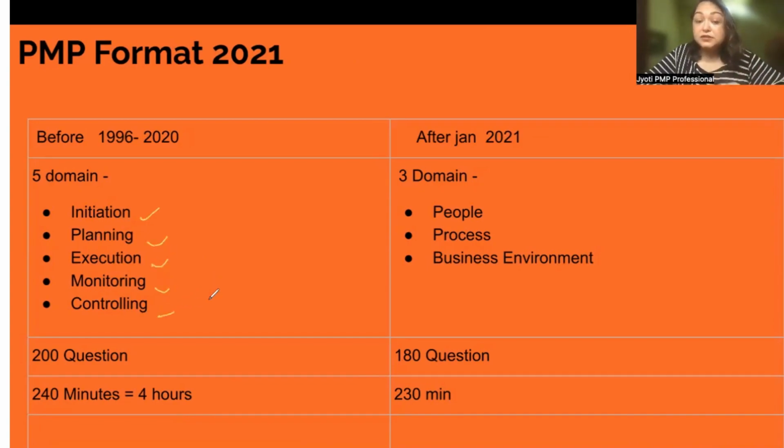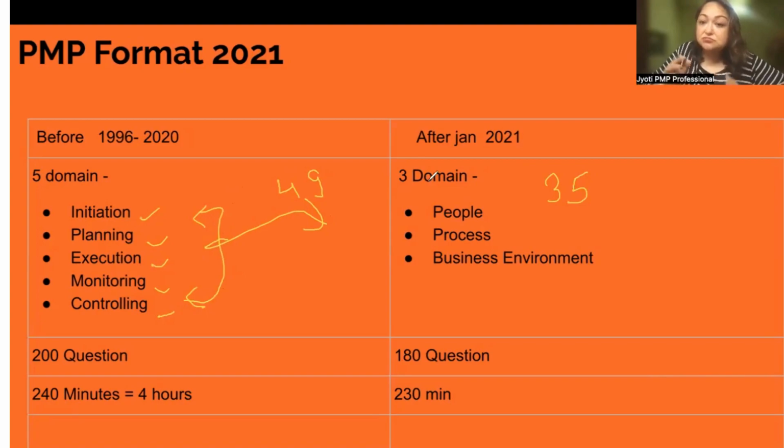You will see your PMBOK guide is based on this. Rita is also based on these. And I love this pattern. Now they have changed it, and they have changed all these things. Earlier there were 49 processes; now they have converted them into 35 tasks. You will find them very much similar.